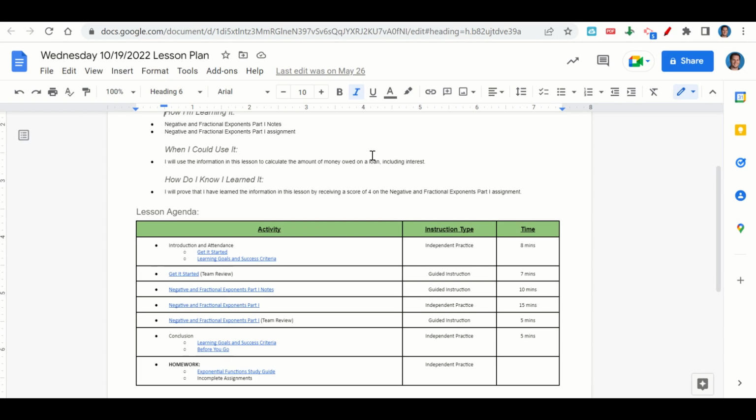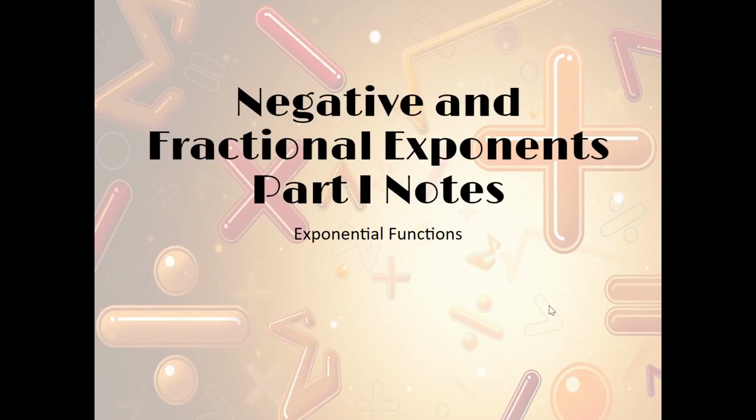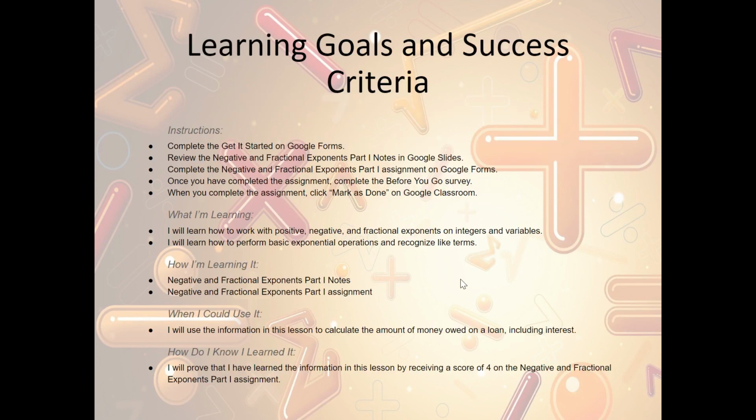At the end of class, we'll go back over our learning goals and success criteria while you fill out your Before You Go. Your only homework for tonight is to continue working on the exponential function study guide and any incomplete assignments that you may have. Let's take a look now at the negative and fractional exponents part 1 notes. The notes begin with the learning goals and success criteria.